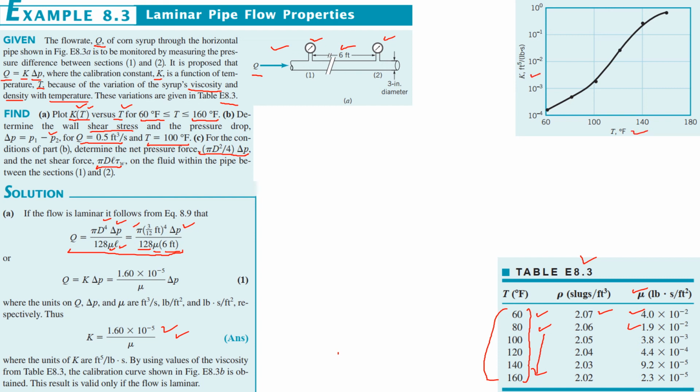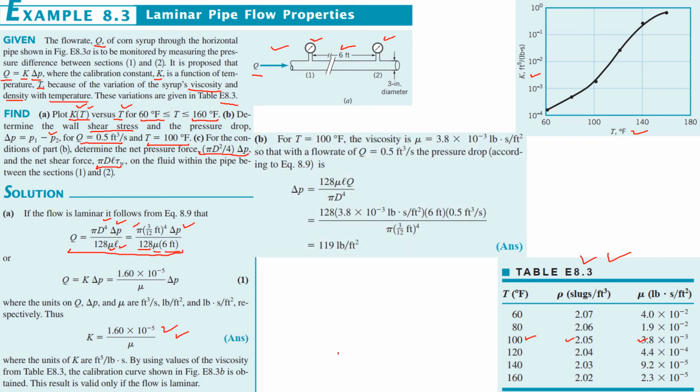This was our first part, and in the second part we have to find the wall shear stress and the pressure drop delta P for the flow rate, that is 0.5 cubic feet per second, and temperature, that is 100 Fahrenheit. So we will again use this table to plug in our values of densities and viscosities wherever they are needed, and we will use this 100 Fahrenheit temperature to plug in these values. So let's move on.